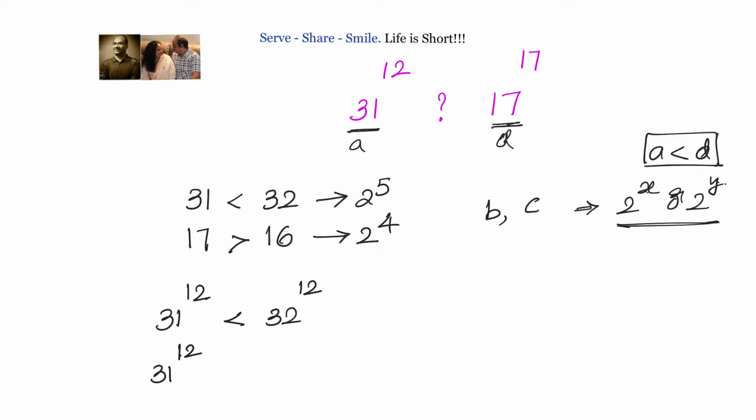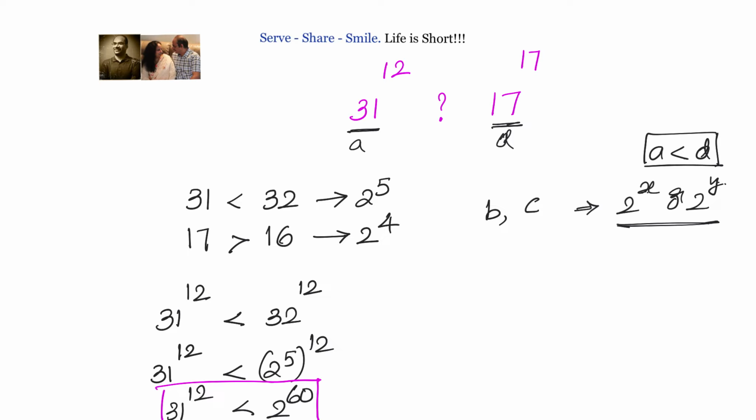32 is 2 power 5, so 32 to the power of 12 is 2 power 5 whole to the power of 12. So we can write 31 to the power of 12 is less than 2 power 60. Now this is our equation number 1, which is A less than B.